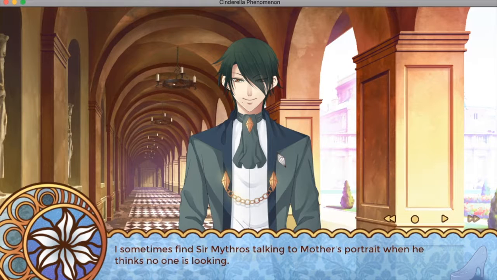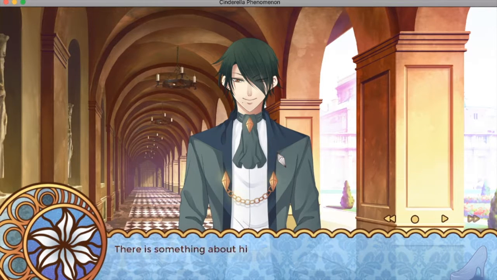I sometimes find Sir Mithras talking to Mother's portrait when he thinks no one is around, when he thinks no one is looking. Creepy! He must have admired her a lot, but I cannot bring myself to think highly of him. There's something about him that puts me on edge.